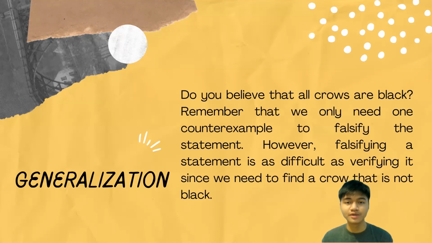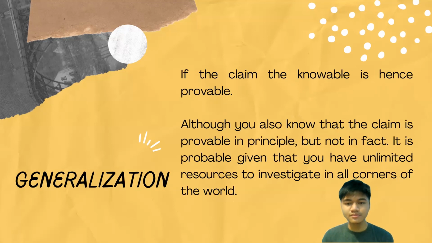So, do you believe that all crows are black? Remember that we only need one counterexample to falsify the statement. However, falsifying a statement is as difficult as verifying it, since we need to find a crow that isn't black. The claim is knowable, hence provable. Although the claim is provable in principle but not in fact, it is probable given that you have unlimited resources to investigate all corners of the world. So if you are going to produce the required evidence, we can settle for vague terms such as many, few, or several. Remember, even if you have unlimited resources, even if we can do something, it doesn't mean that we need to do it.